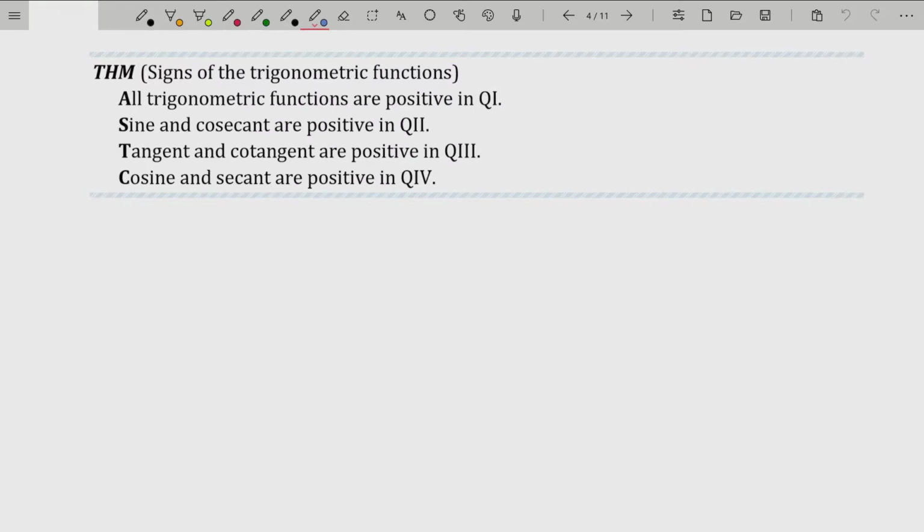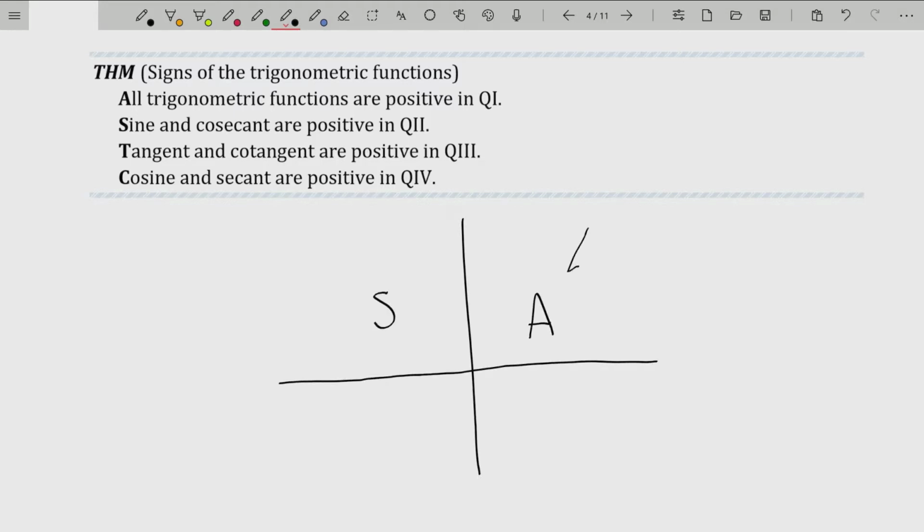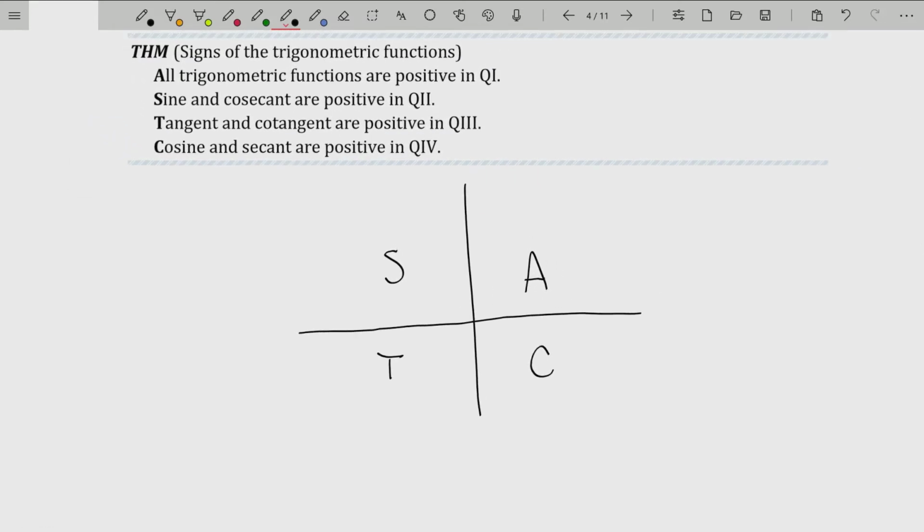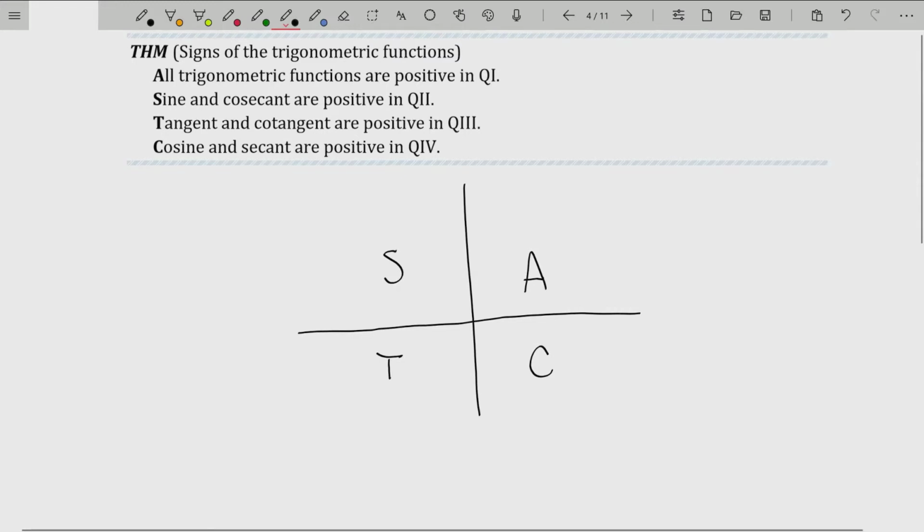And as we know, the signs of the trig functions, I'm not going to explain why because you have all seen this, but just remember, all the trig functions are positive in quadrant 1. Only the sine and its reciprocal are positive in quadrant 2. Tangent and its reciprocal are positive in quadrant 3, and cosine and its reciprocal are positive in quadrant 4. And the mnemonic we use for that is All Students Take Calculus, right?